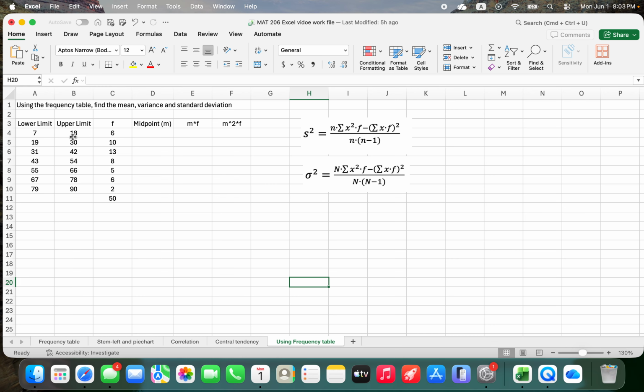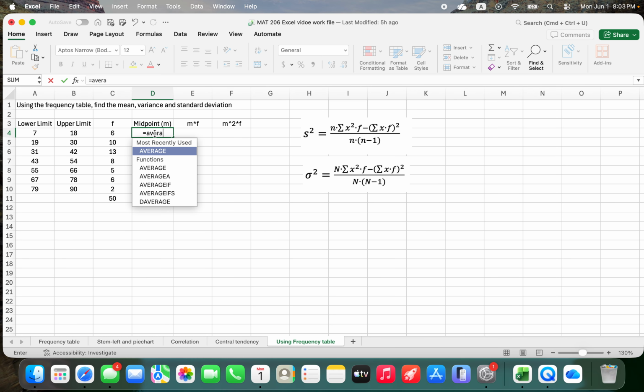data group 7 to 18, and 10 data between 19 and 30, and then 13 data 31 through 42, something like this. So we don't know the actual data set, therefore we need to find out the midpoint. So this point represents each data set's data. Okay, so the midpoint is the average between the lower limit and upper limit.